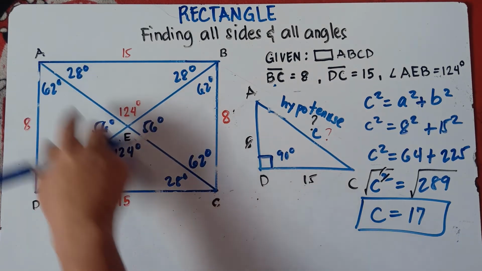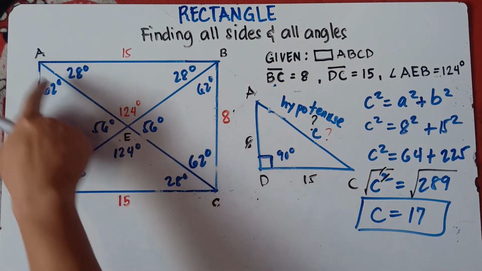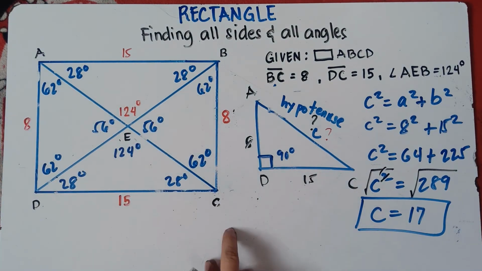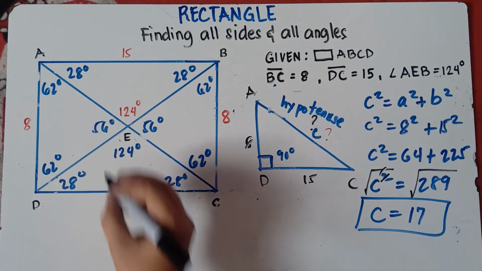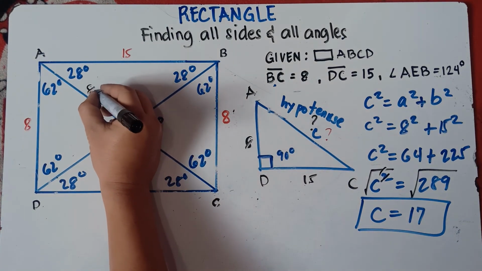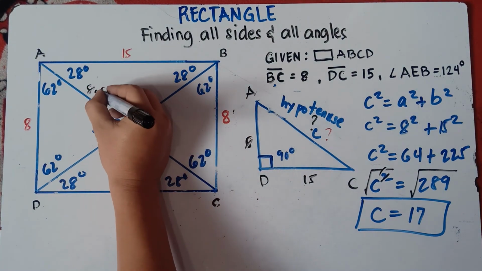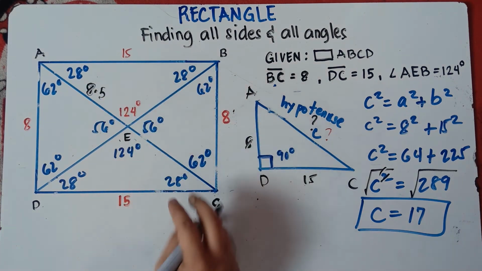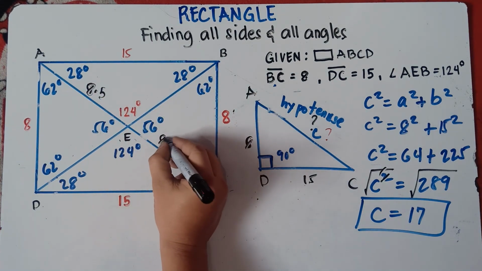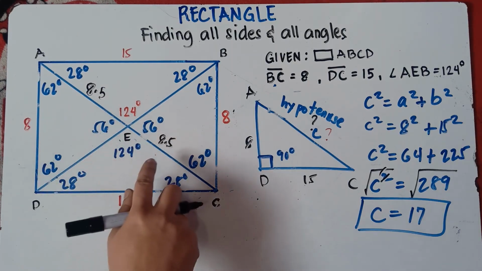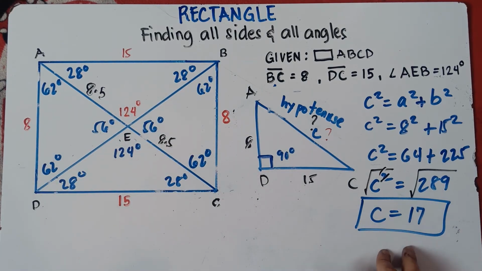Now, if this is 17, what would be the value of AE, class? This half. So if AC is 17, half of 17, class. What's the answer? That's correct. It should be 8.5. So this AE is 8.5. And this CE is also 8.5. Because 8.5 plus 8.5 would be 17.